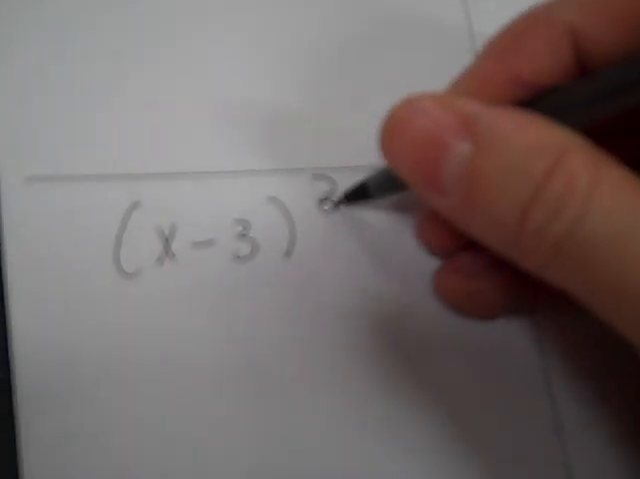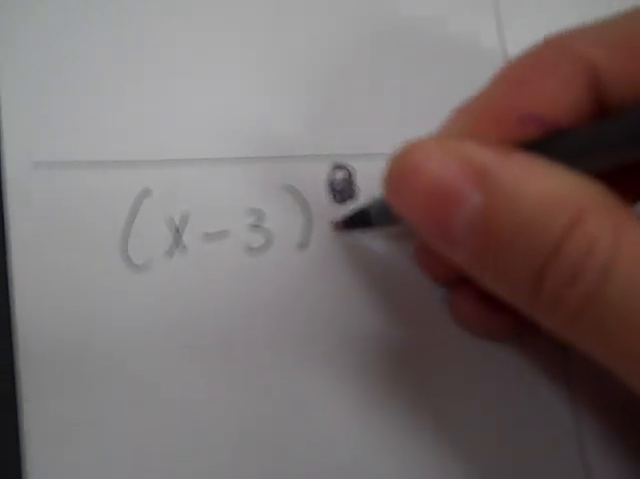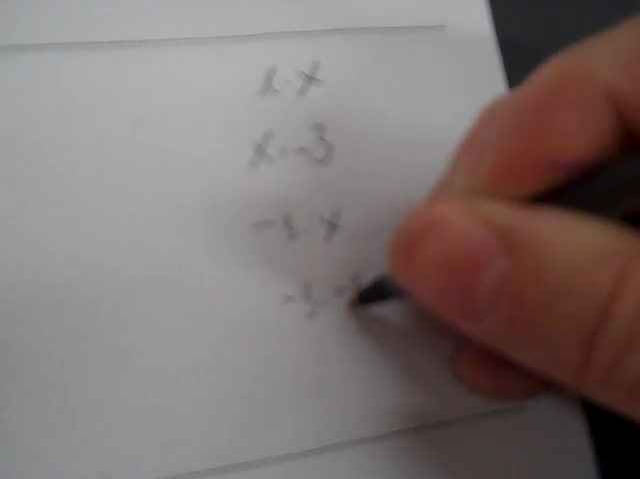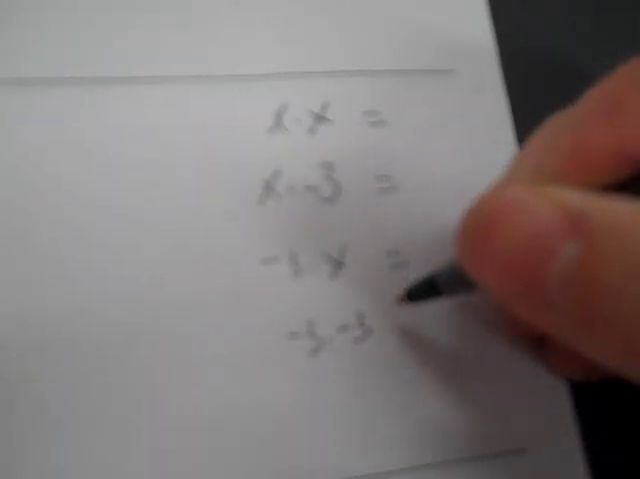Okay, now I have x minus 3 to the second power. So I get rid of that, and I multiply by the same binomial. So I take x times x. There is a shortcut way to do this, but the problem is nobody remembers how to do it. Then negative 3 times x, negative 3 times negative 3. Granted, they want you to teach the short way, but it's hard to remember, so just go with the FOIL.